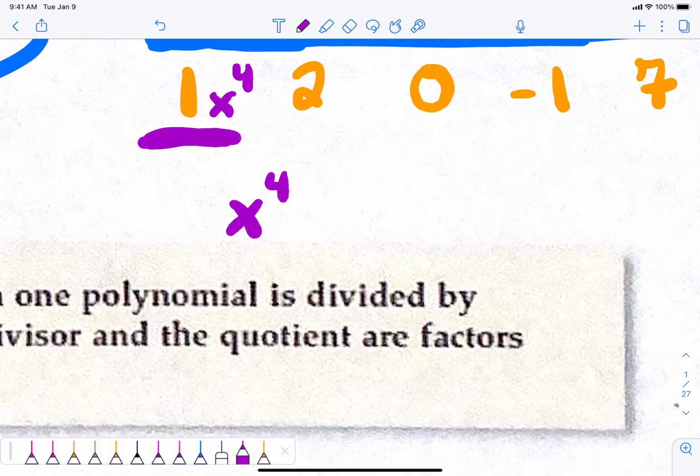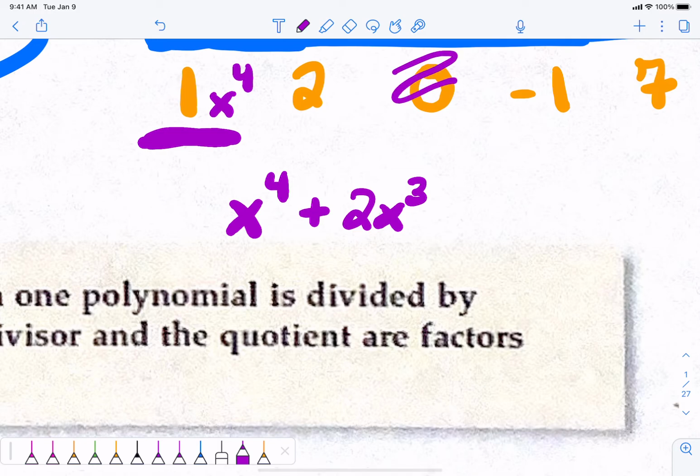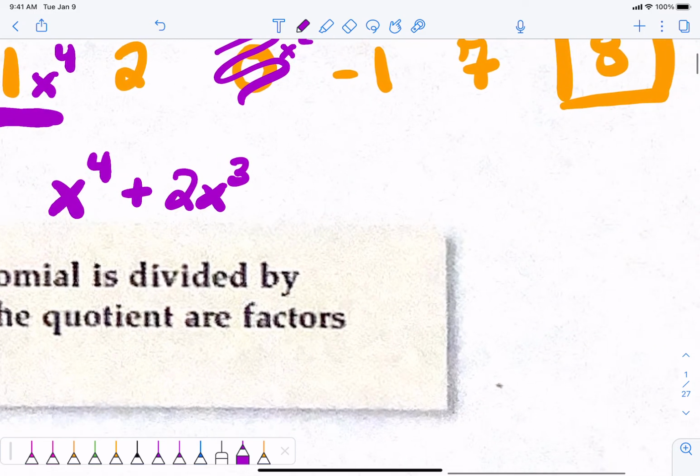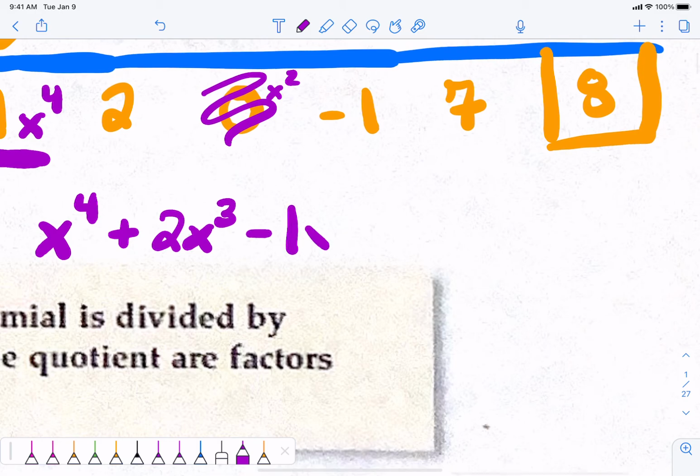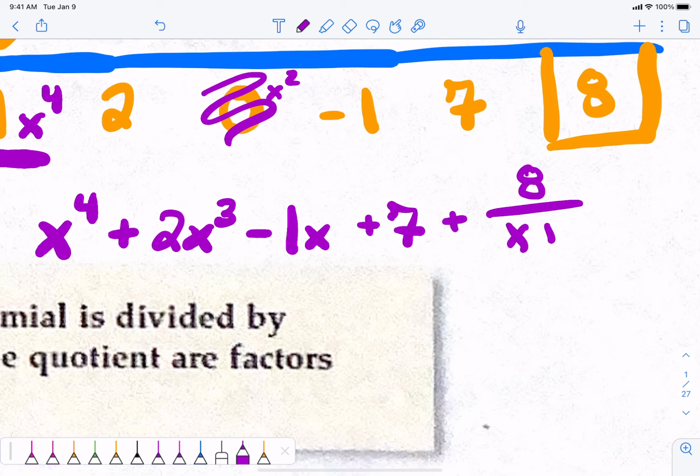Then what? Plus 2x to the 3rd. You don't have to put this 0 in there, but that would be x squared, right? Okay? What comes next? Minus 1x, or just minus x. Then plus 7, plus 8 over x, 8 over x plus 3.